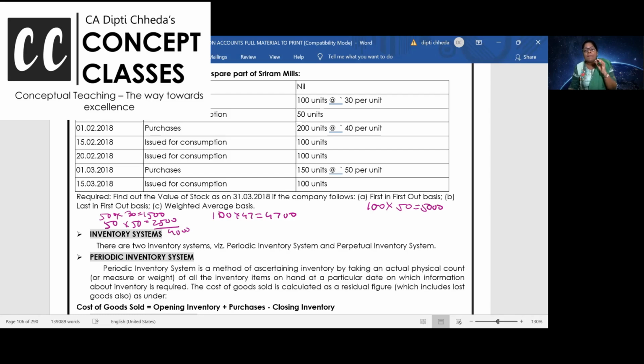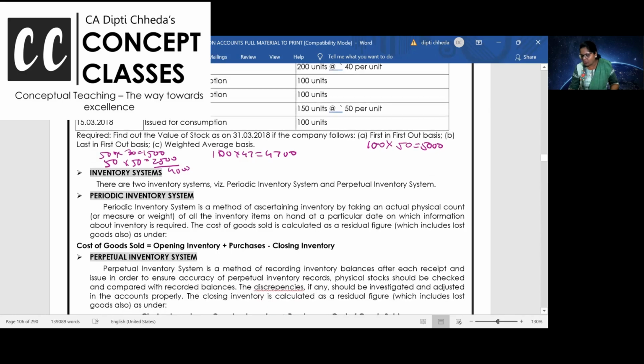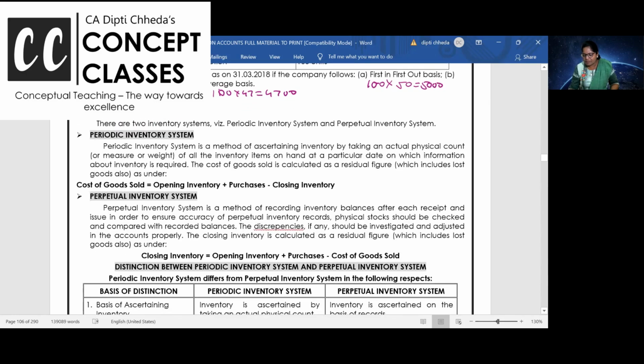Simple problem, but practice it with a stopwatch. It should not take more than 5 to 7 minutes for each method. And put me a message in our group that you have got the answer. Clear to all of you, right? Chalo, we'll go to the next concept in this.